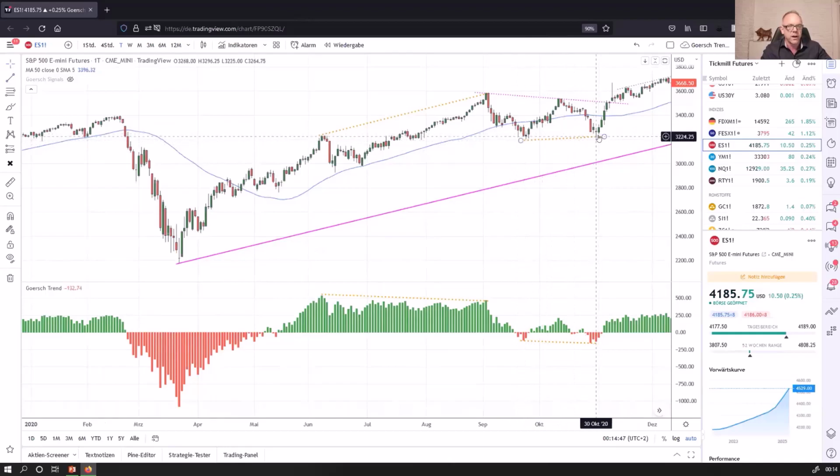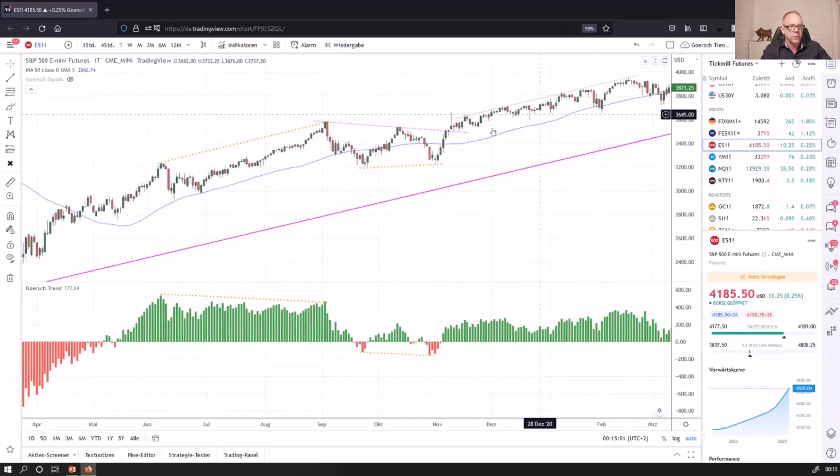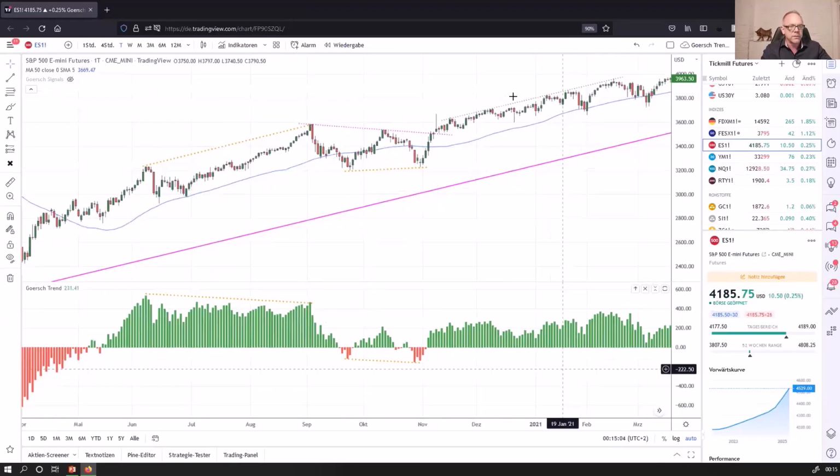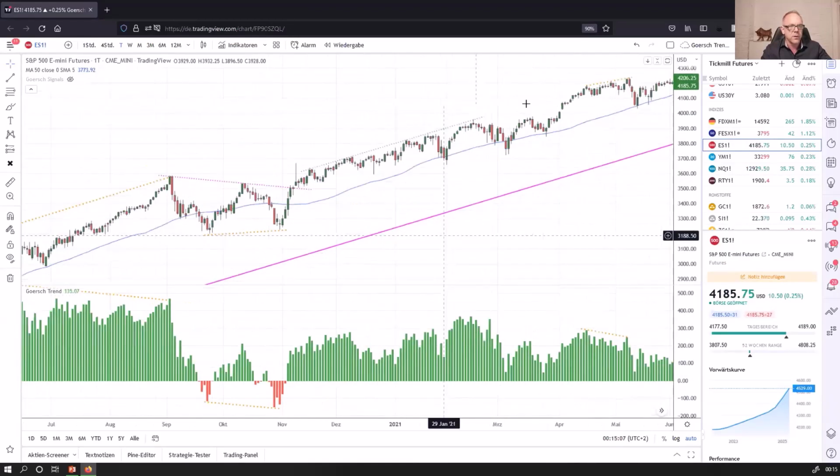We have higher lows in the market and lower lows in the indicator. That's a bullish divergence, actually. And we see the market is moving up again, going above this trend line and moving up further. Very nice. With the Goersch Trend, we can follow the complete way, the complete uptrend, until we see here, okay, this might be a problem as well.